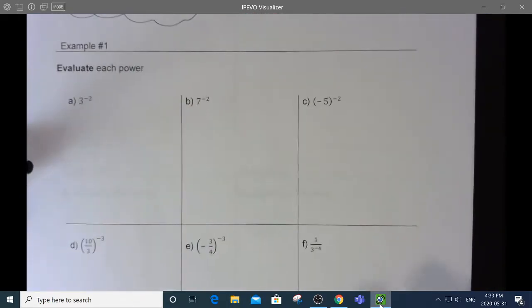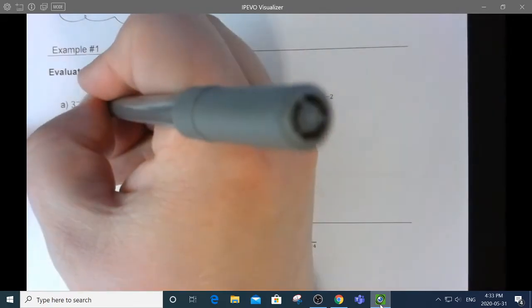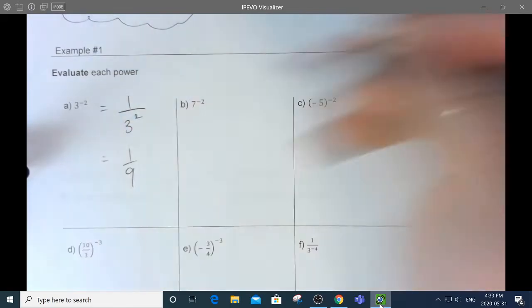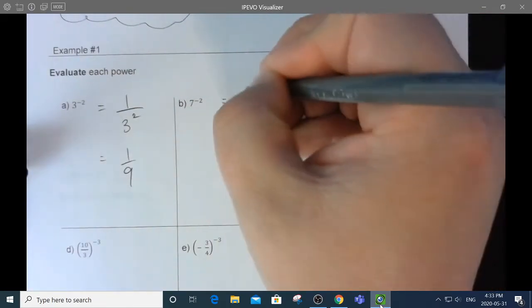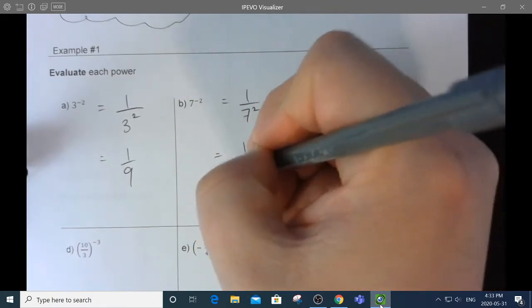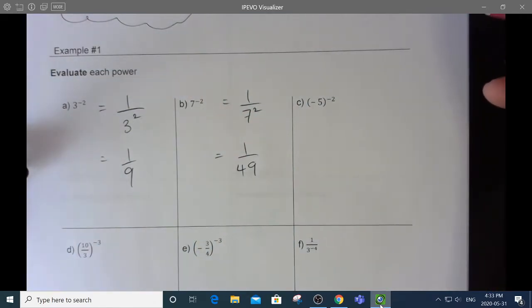And here's my examples. 3 to the negative 2 would, of course, be 1 over 3 squared, which is 1 over 9. 7 to the negative 2 is 1 over 7 squared, which is 1 over 49. No, I do not want decimals.